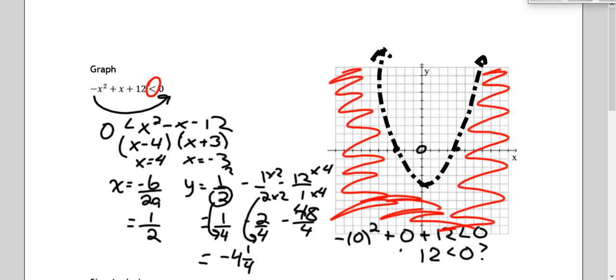Okay? So graph it exactly how you would a normal quadratic, and then make sure to check what sign you are using. And that's it. Easy, easy peasy. You can do this.